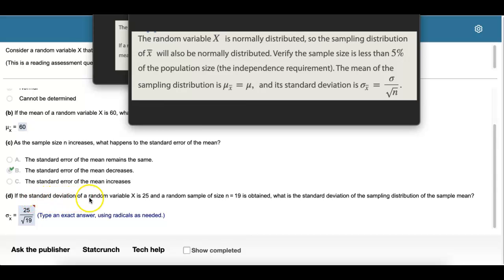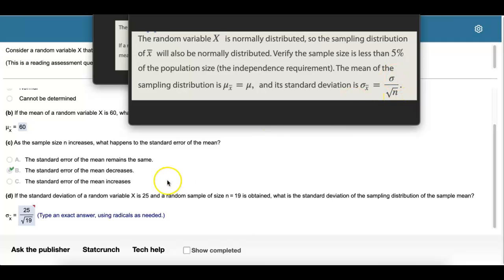We're asked, if the standard deviation of the random variable x is 25 and a random sample of size n equals 19 is obtained, what's the standard deviation of the sampling distribution of the sample mean? You're going to rely on these two formulas heavily in this particular section because quite often you're looking at the sampling distribution of the sample mean, where the mean of the sampling distribution of the sample mean is the same as the mean of the population, and the standard deviation of the sample mean is sigma over the square root of n.